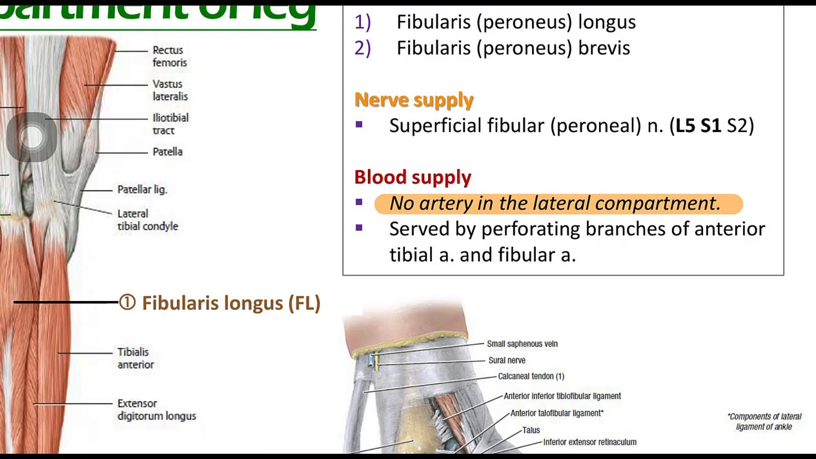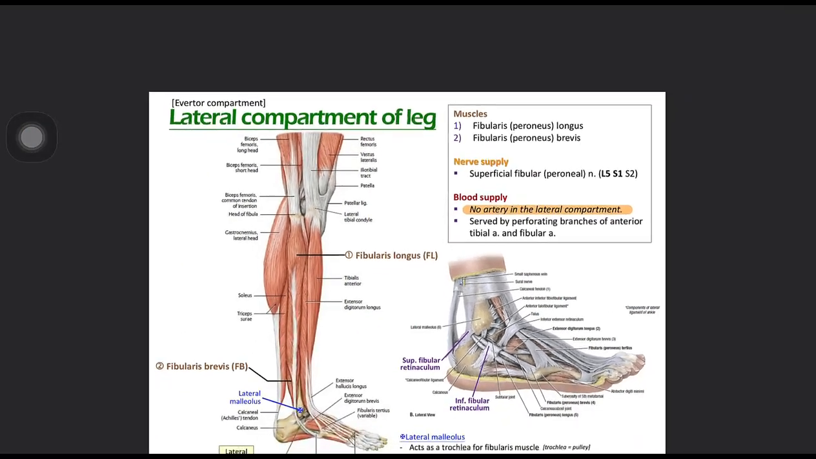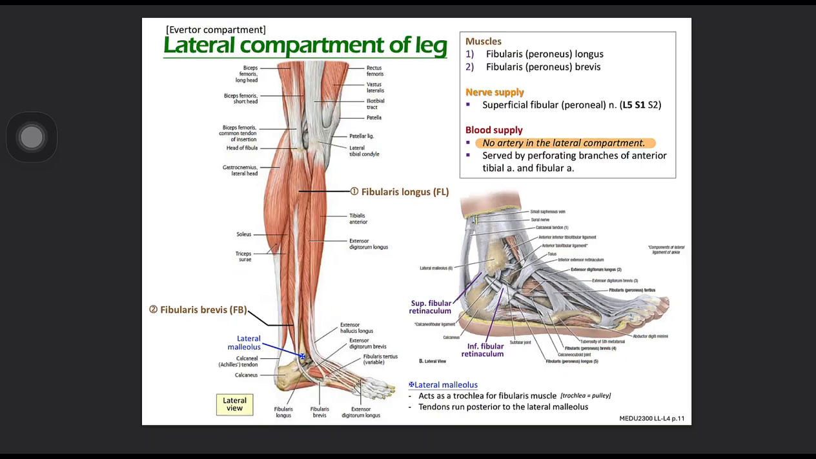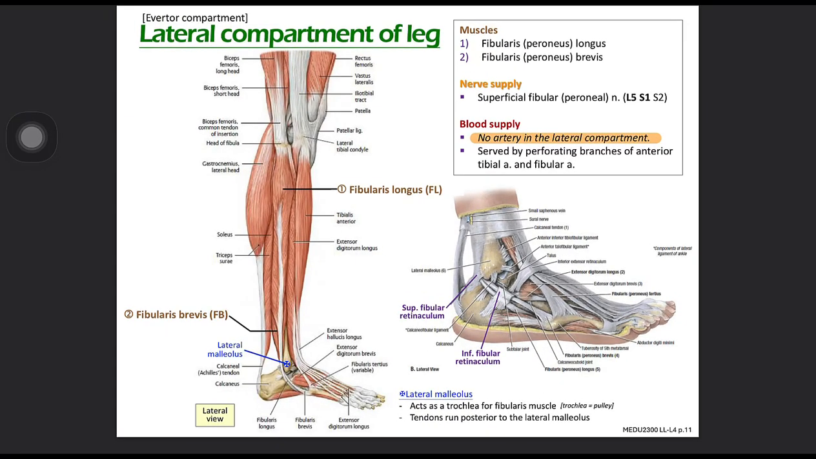No artery in the lateral compartment. So it's served by the perforating branches of the anterior tibial artery and the fibular artery. Okay, so this one is like they don't have their own blood supply. Then I mentioned here is an everter compartment.